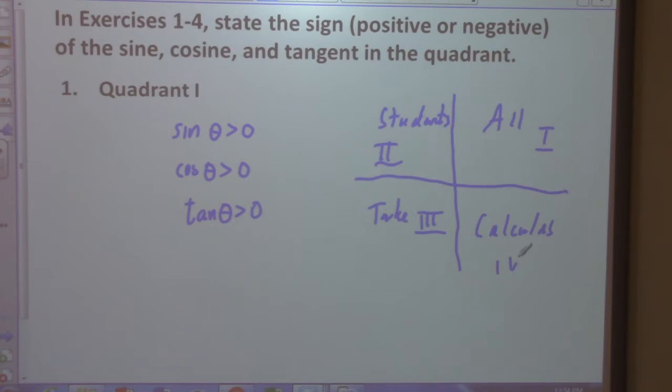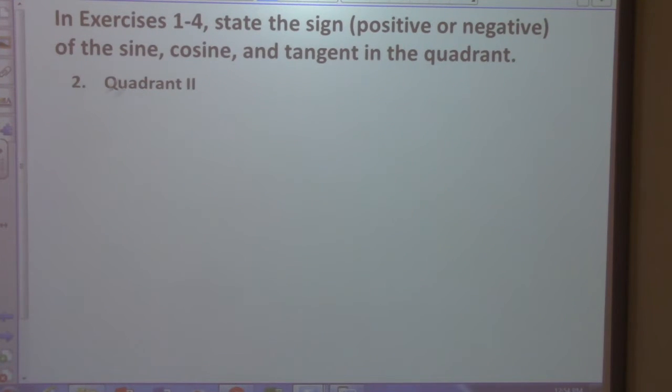In problem 2, we're given quadrant 2. What is positive in quadrant 2? Sine. So sine theta is greater than 0, and the other major trigonometric ratios are negative, right?